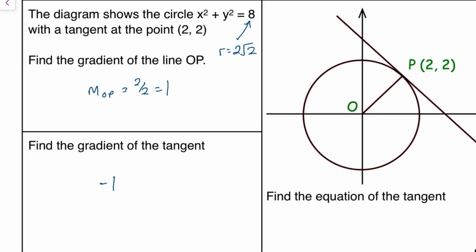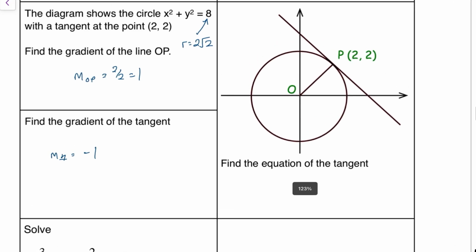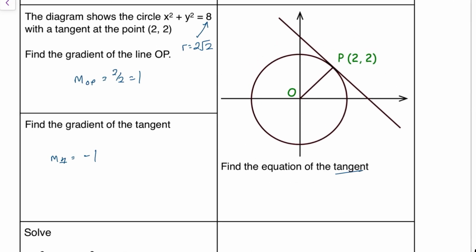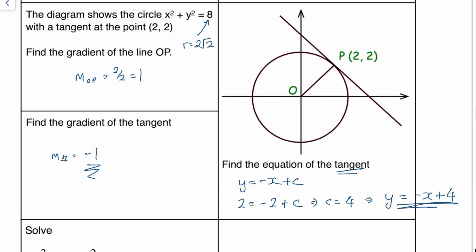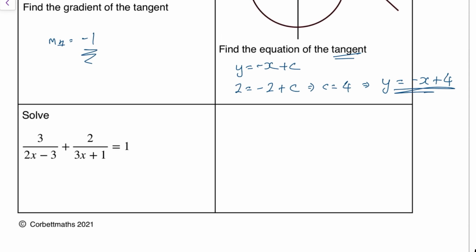Well, this feels quite easy, doesn't it? So minus 1, negative reciprocal. And then we knew where this was going. Find the equation of the tangent. Well, the tangent is going to be y equals minus x, the minus from here. So minus x plus c. I'm going to use 2, so 2 equals minus 2 plus c, which means that c is equal to 5, no, not 5, 4. 2 plus 2 is 4. And therefore, I'm going to write my answer as y is equal to minus x plus 4. Excellent. Next question. I thought I saw some algebra coming up, and I did indeed.